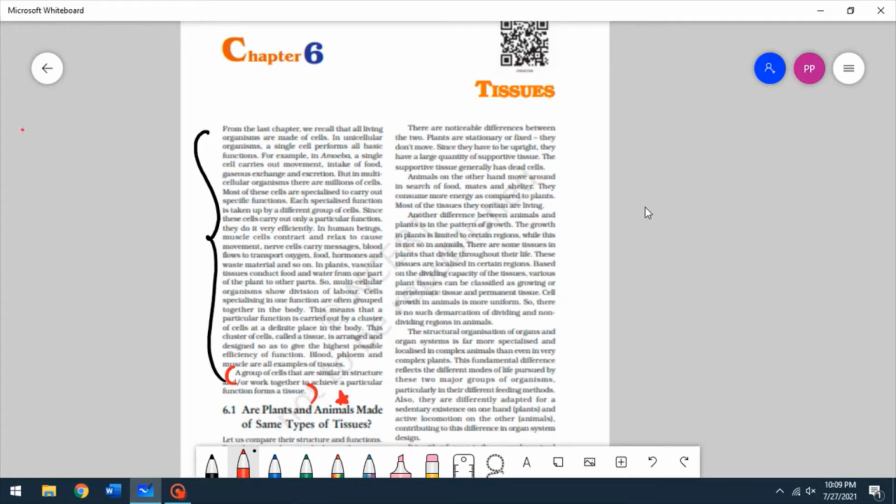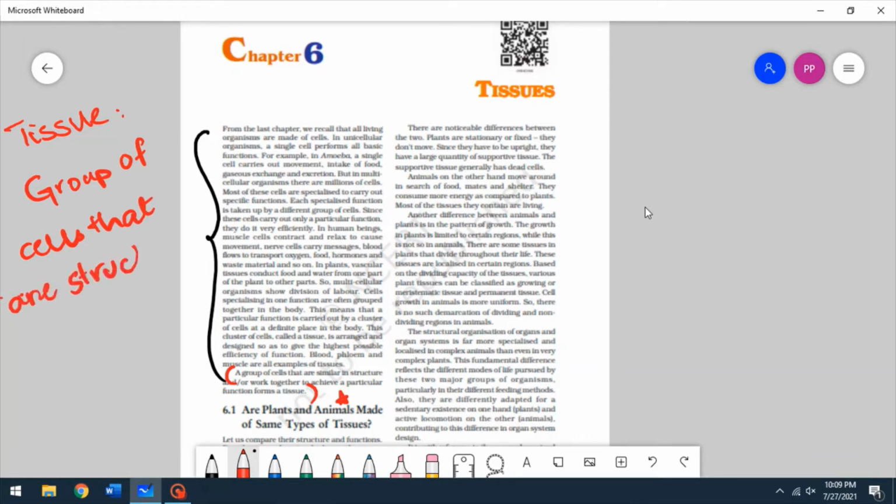Alright, so tissue is a group of cells that are structurally and functionally similar.